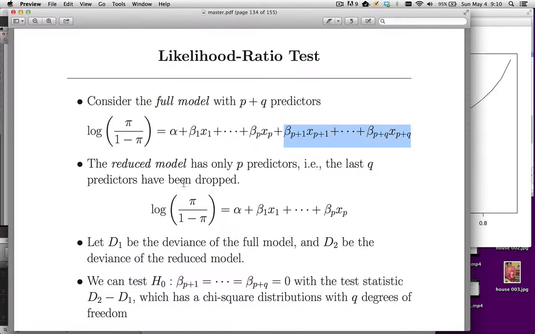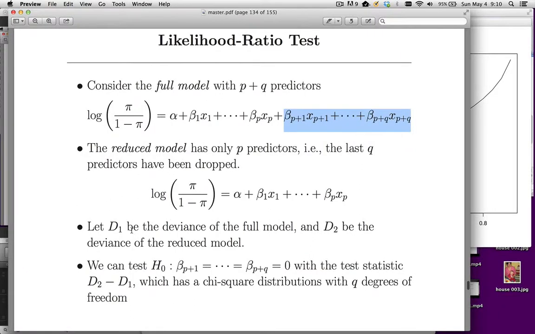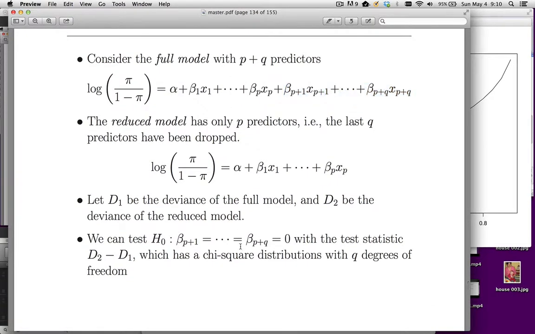Now, how do we compare the full versus the reduced model? We compute the deviances for both models and compute the difference. If D1 is the deviance of our full model, and D2 is the deviance of the reduced model, we can test whether it's plausible that all the betas for those last q predictors are in fact 0 by simply looking at the difference in these deviances. This is a chi-square distribution with q degrees of freedom.